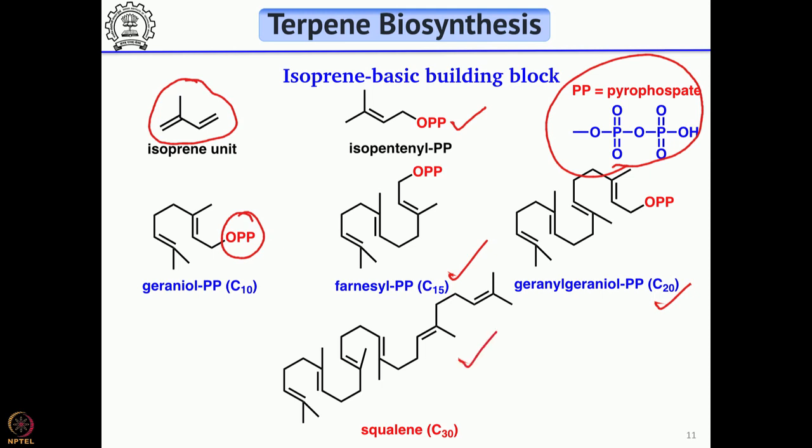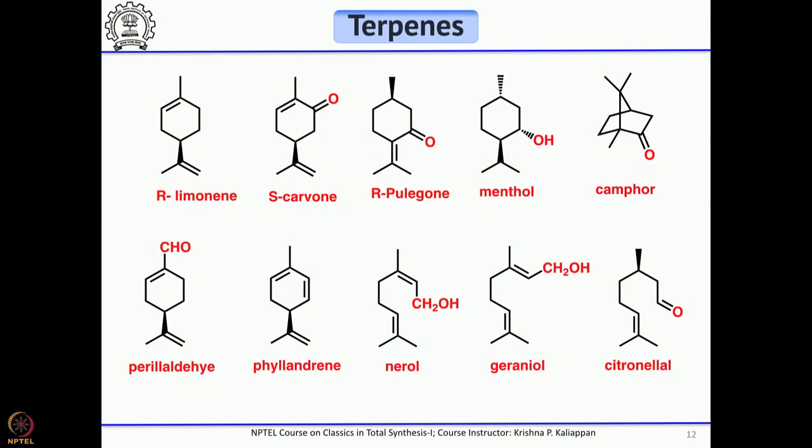This is squalene, which has a 30 carbon unit. Okay, so that's the starting material for all steroids. Okay, so first let us see how these are all made in nature, then we'll talk about synthetic approach to steroids. Okay. So when you talk about monoterpenes, there are many monoterpenes.